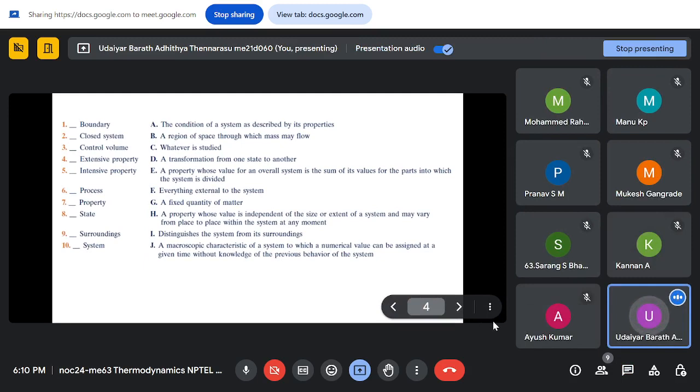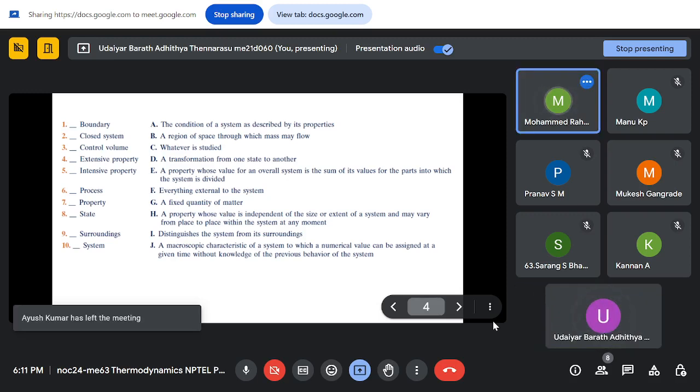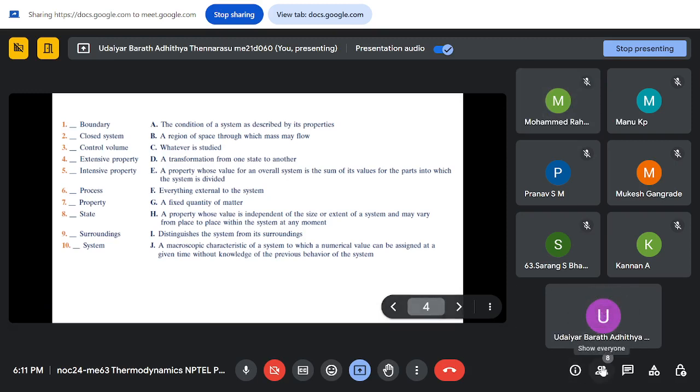Okay, so starting is the boundary. So the boundary, as we have seen, it's the one which distinguishes the system and surrounding. So the answer is I. It distinguishes the system from its surrounding.